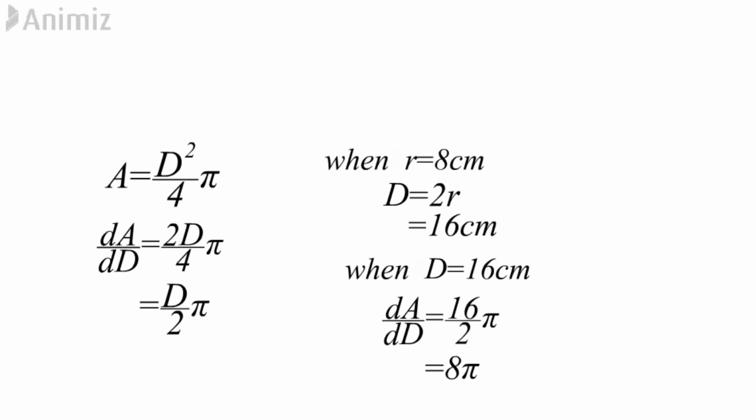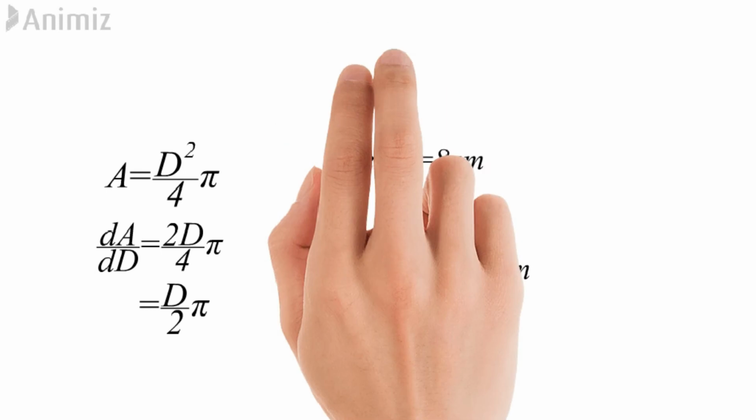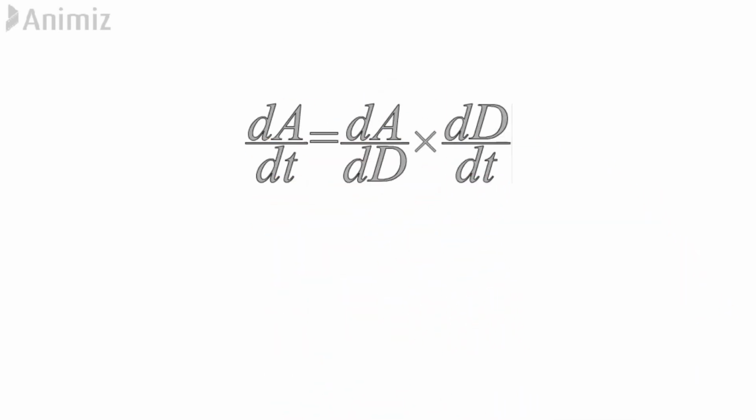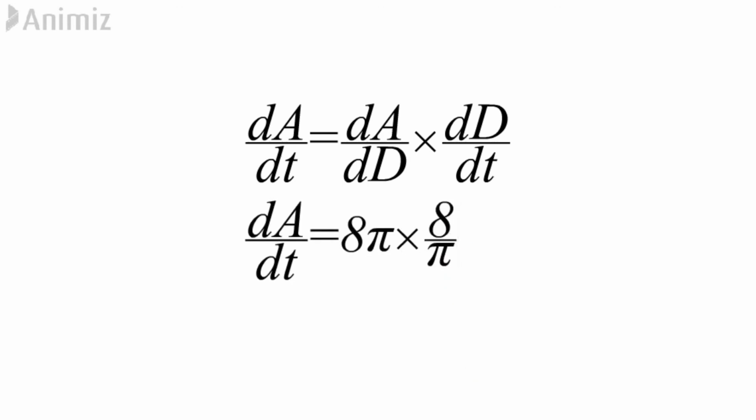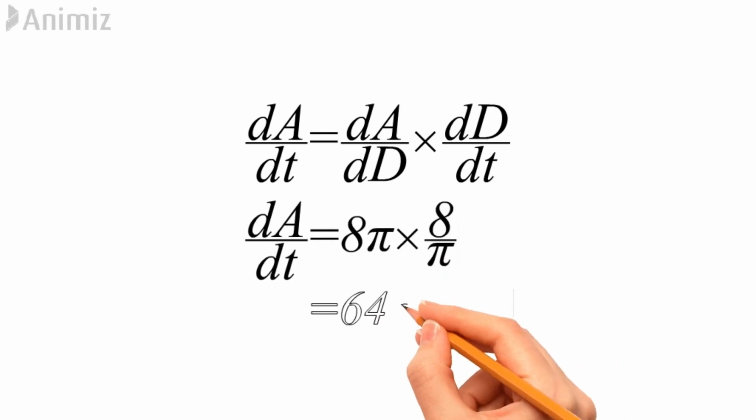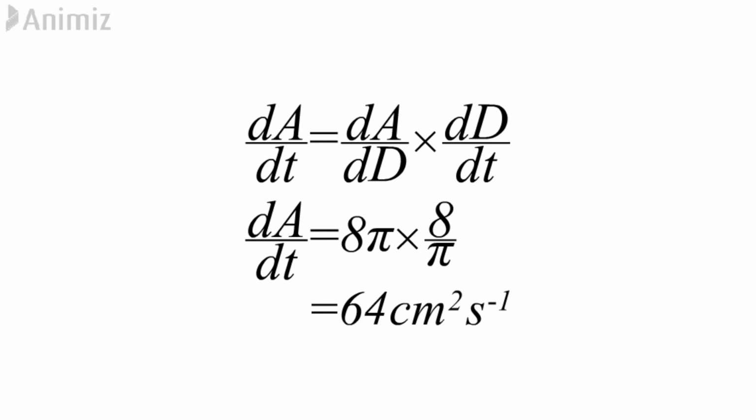And we go into our last step, which is to solve the equation using the chain rule we had formed earlier. So we will obtain dA over dt equal to 8 over pi times 8 pi. So dA over dt is equal to 64 cm squared per second.